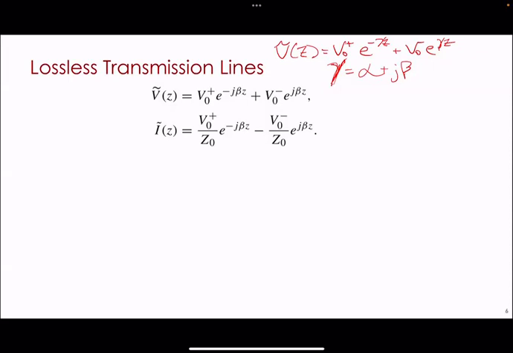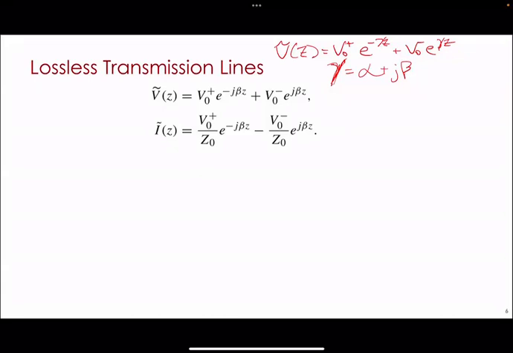It equals two terms. The first term describes the forward traveling wave. The second term describes the reverse traveling wave. The V0 plus is the amplitude of the forward traveling wave. It could also have a phase in there, but think about it as just the amplitude.